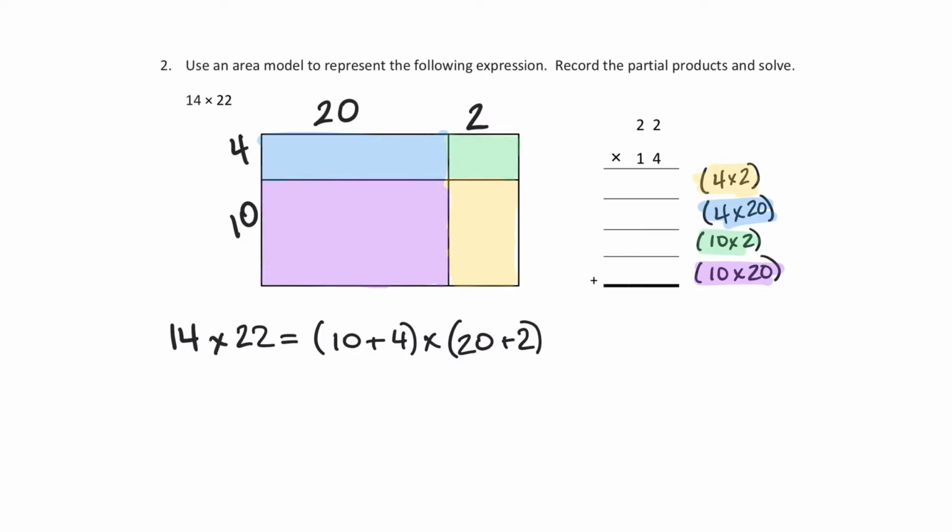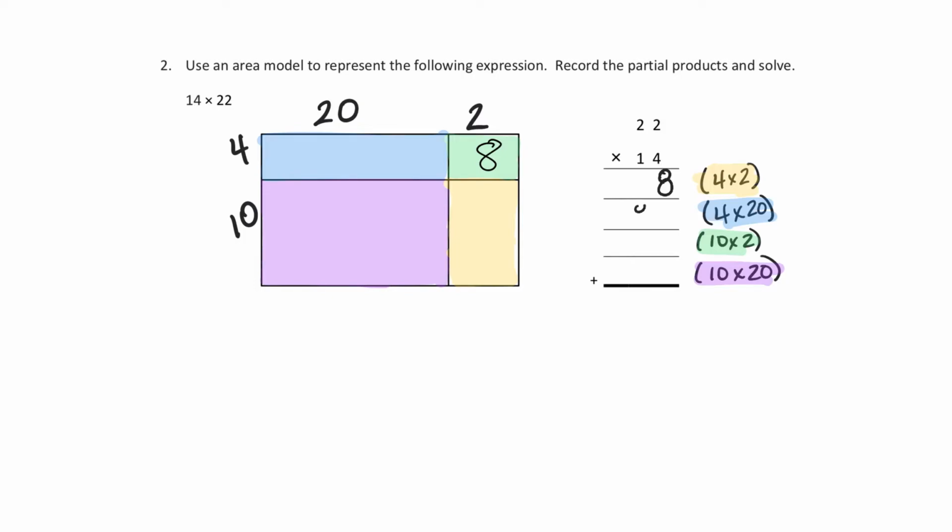First, we will multiply 4 times 2, which is 8. Next, we will multiply 4 times 20, which gives us a product of 80. Next, we will multiply 10 times 2, which gives us a product of 20. And finally, we will multiply 10 times 20, which gives us a product of 200.